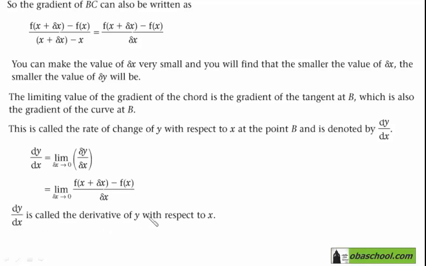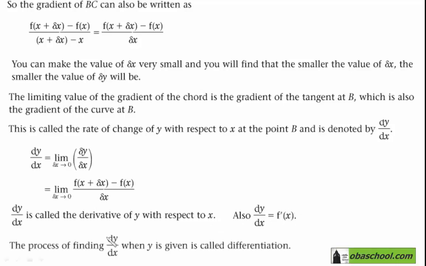In this case, dy by dx is called the derivative of y with respect to x. So once they ask us to find the derived form, we can write dy by dx. Also, dy by dx is called f prime of x that we already used in the previous tutorials. This is then the process of finding the differentiation. If we are asked to make differentiation, then it's the process of finding dy by dx.